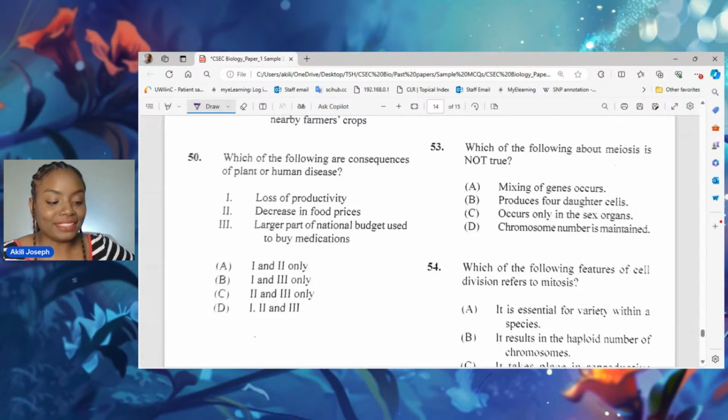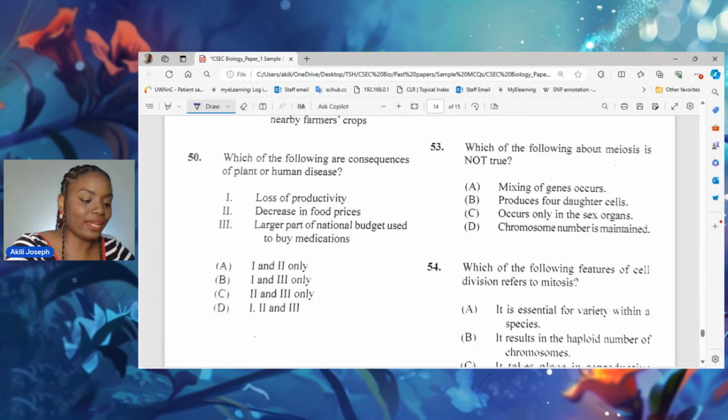Right? So basically, we're looking for any option that does not contain two, because plant disease, human disease, you're all talking about scarcity here. That's going to drive food prices up, not down. So any option without 2, and so that only left us with B.